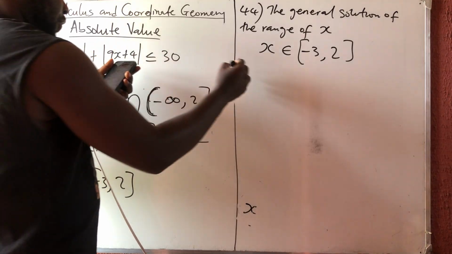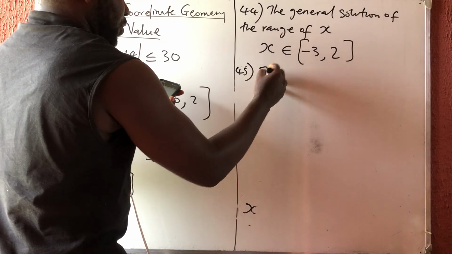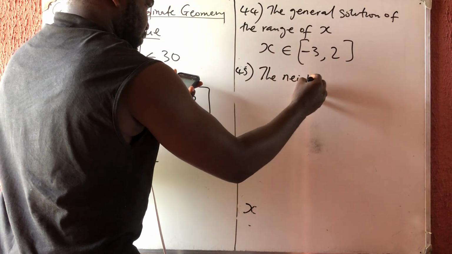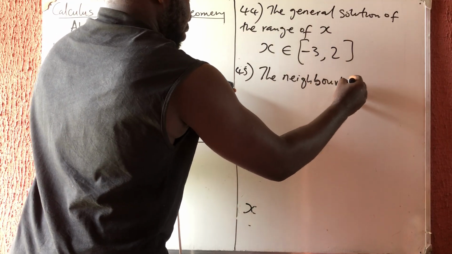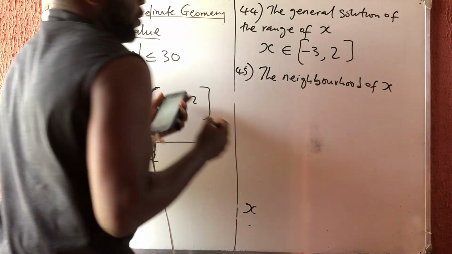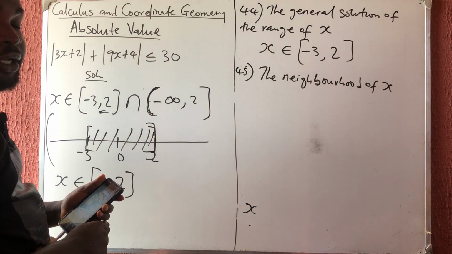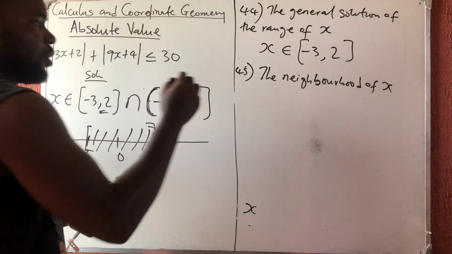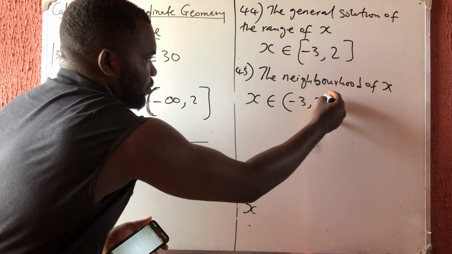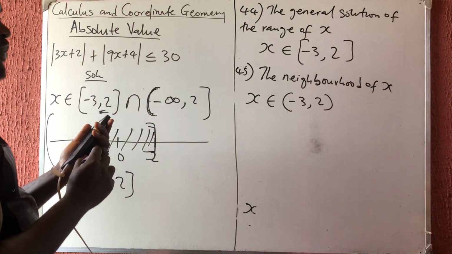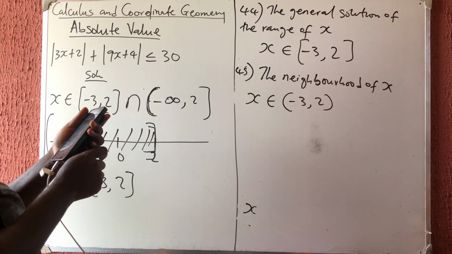So number 45 said the neighborhood of x. Now just remember that anytime your neighbor knocks at your door, you must open the door for him or her. Okay, so neighborhood is always an open interval of the same thing, minus 3, 2. Okay, just know that. Remember it by saying that I must open the door for my neighbor. So neighborhood goes with an open interval.